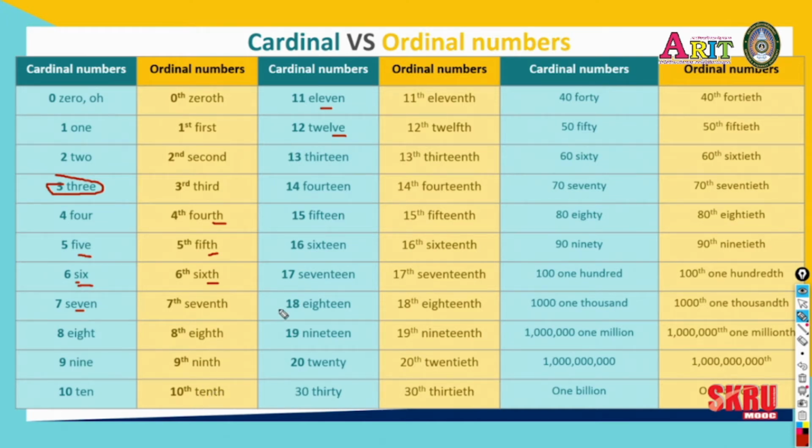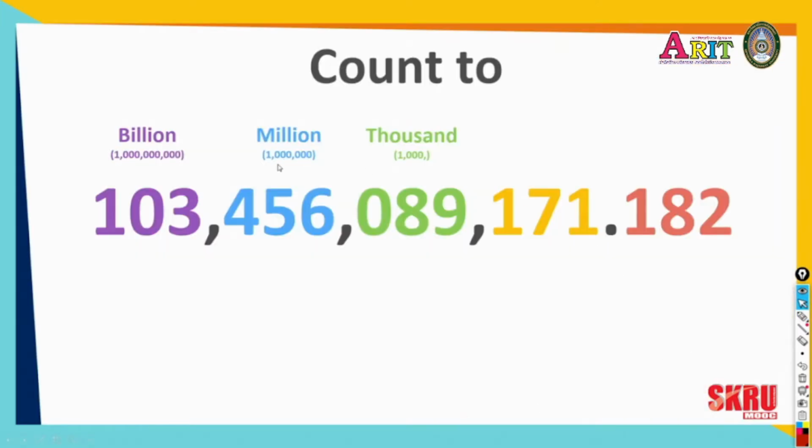So these are all the numbers you need to learn in order to say any number that you want in English. And just to demonstrate that, we'll take a look at a larger number. So here we have a large number. We read from purple, blue, green, yellow onto the red after the point here.